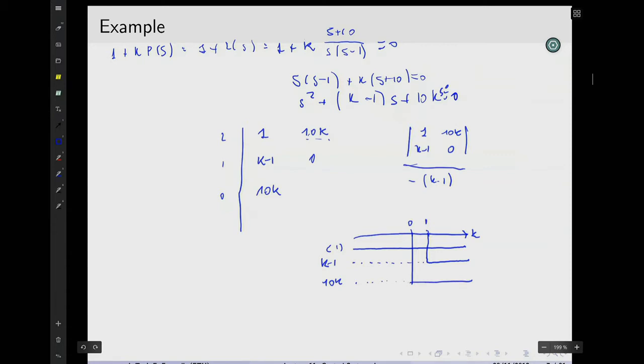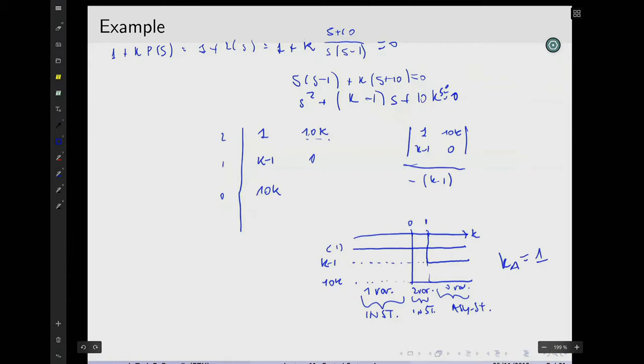So what does this mean? It means that here we have one variation in sign, which means instability. Here we have two variations in signs, which means instability. And here instead we have 0 variations in sign, which means asymptotic stability. So this means that Ka of the above exercise is equal to 1, okay?